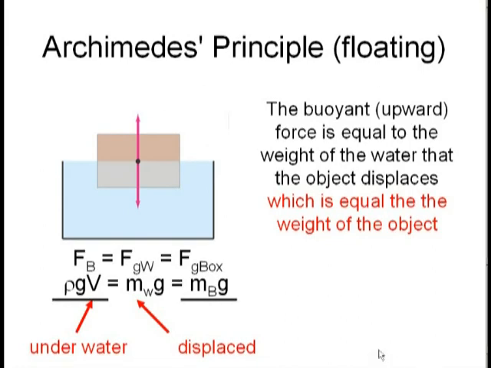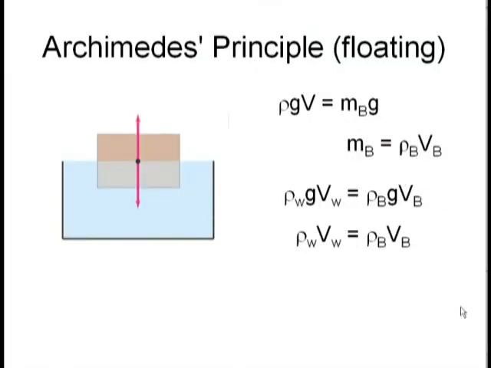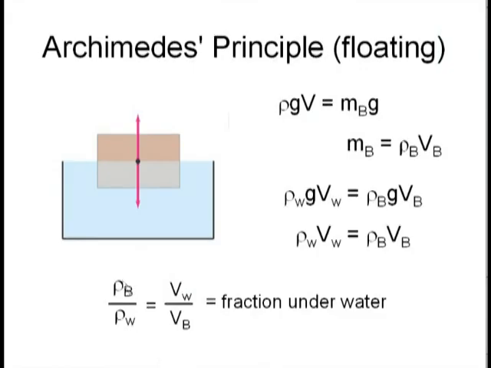If I look at these two formulas and put them together, I can substitute density times volume in place of the mass. And this gives us a little equation. G's are going to cancel out. It gives us a relationship for something that's floating. These two ratios will show the fraction that is underwater, the ratio of the densities or the ratio of the volumes.